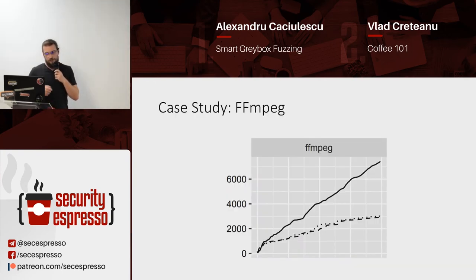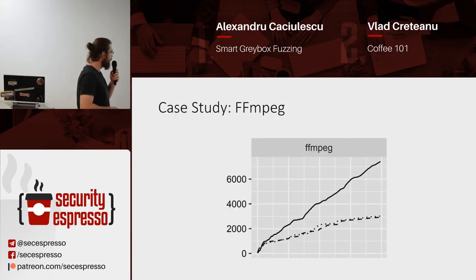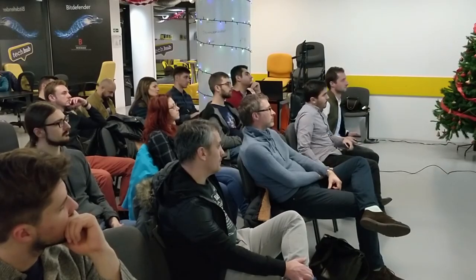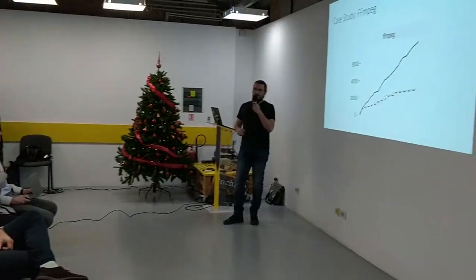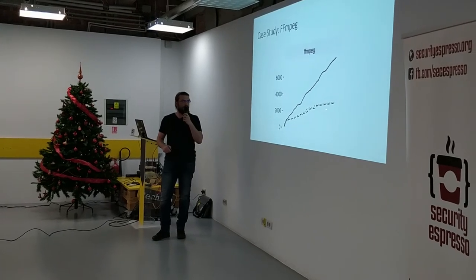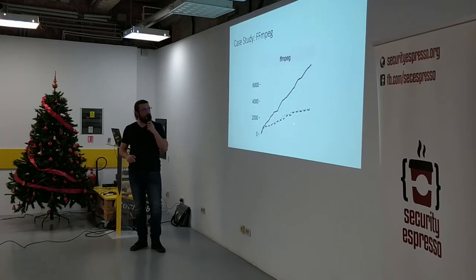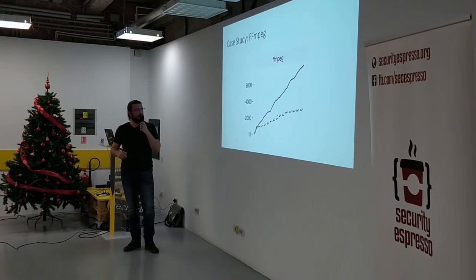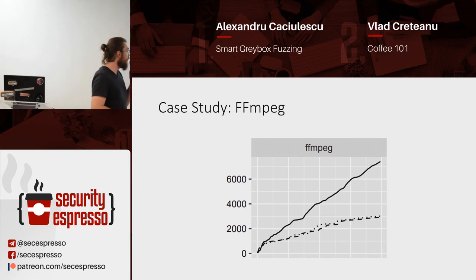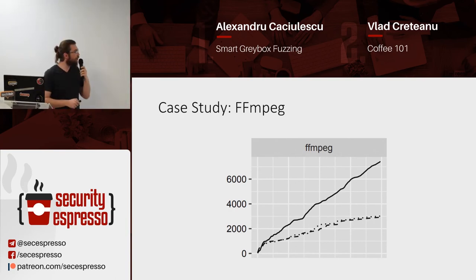As well, let's take a more concrete case study. We have this graph. The axes are missing. However, on the x-axis, you can imagine it's time, and on the y-axis, it's the number of paths. These dotted lines are actually AFL and a variation called AFL Fast. You can see it starts to asymptotically reach its limit around 2,000 paths after a few hours. However, AFL Smart keeps going almost linearly with time and finds more paths without giving any sign that it will reach its limit anytime soon. So that's the power of input structure awareness.